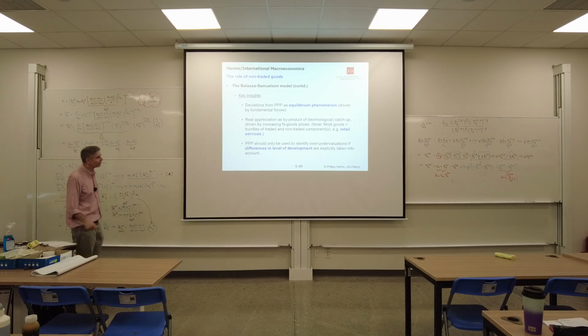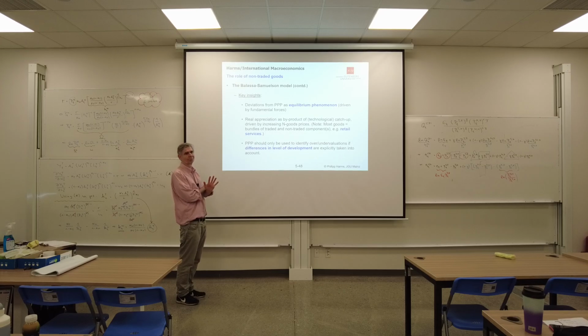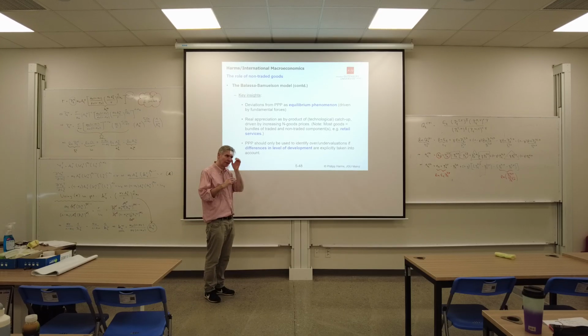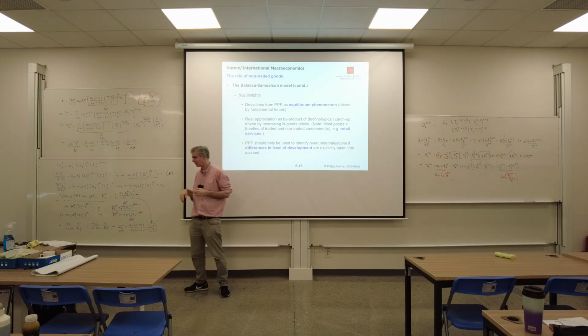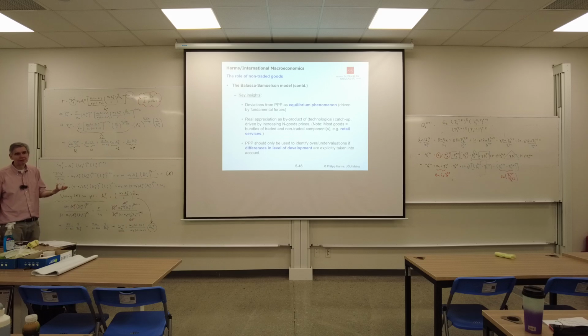So as a consequence, PPP should only be used to identify over- and undervaluations if differences in level of development are explicitly taken into account. And this is in fact what The Economist has been doing for the last 5 years now. They said, look, we know that purchasing power parity is not the only thing we can say about the real exchange rate. And they give you GDP-adjusted over- and undervaluations, right? Maybe this afternoon I can show you. And that's what they refer to; they don't mention it, but they refer to Balassa-Samuelson.